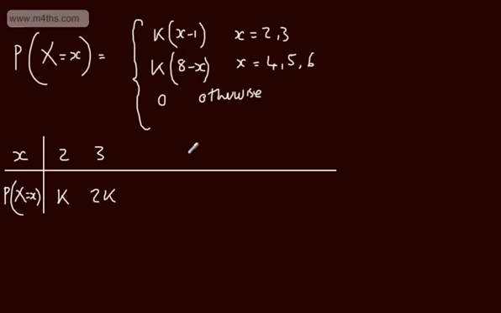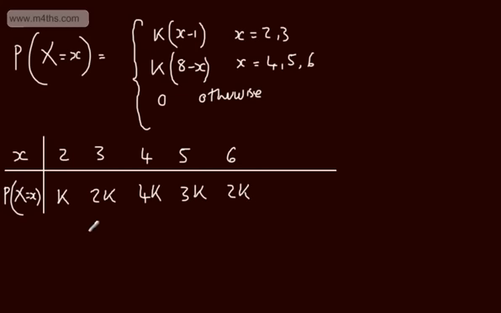If I put 4 in, remember I'm putting 4 into here, I will have 4k, so 4k is going to go there. If I put 5 in, that's going to give me 3k. If I put 6 in, that's going to give me 2k.